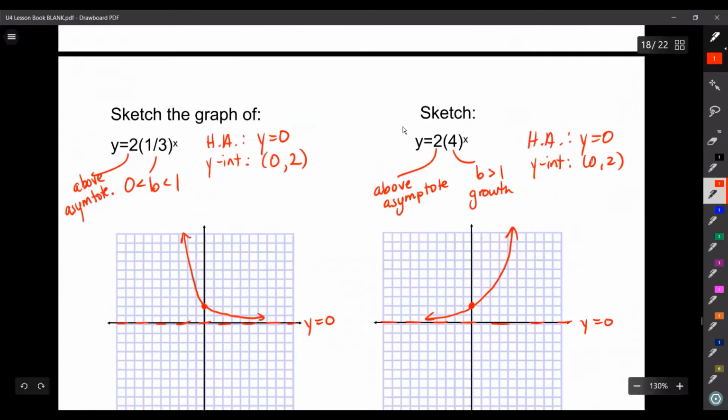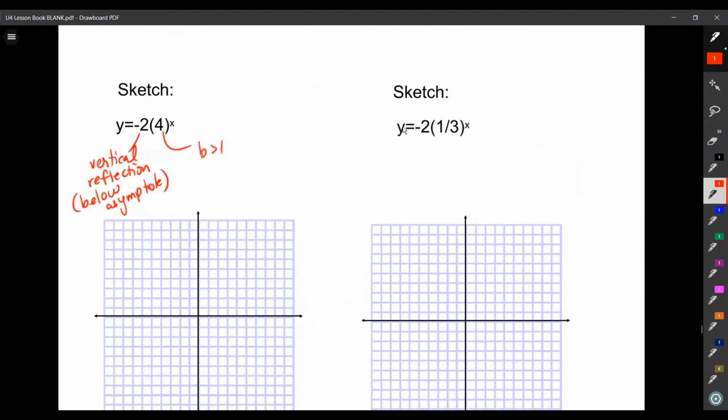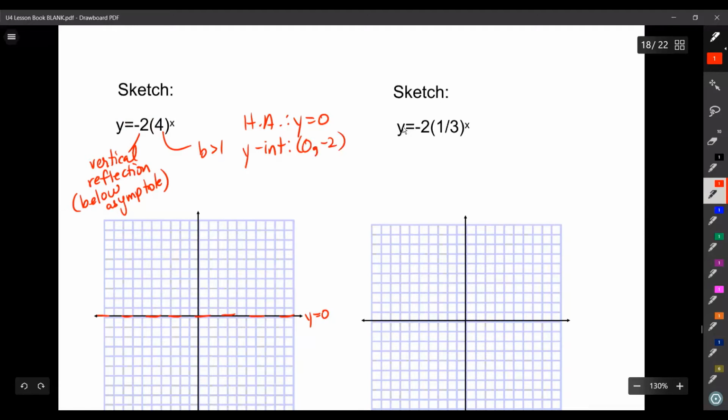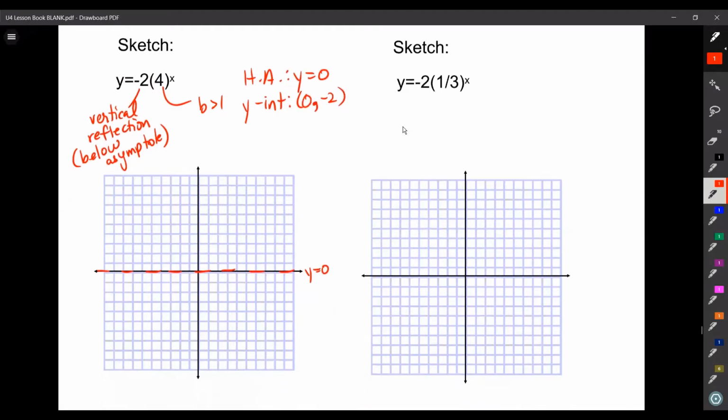And then we're going to identify the asymptote, which is always at y equals 0 if you don't have a vertical shift, which in these cases we don't. And then you're going to identify the y-intercept and then the general shape. So the y-intercept is going to be -2, again because there's no horizontal shift or vertical shift here. It's just the a value.